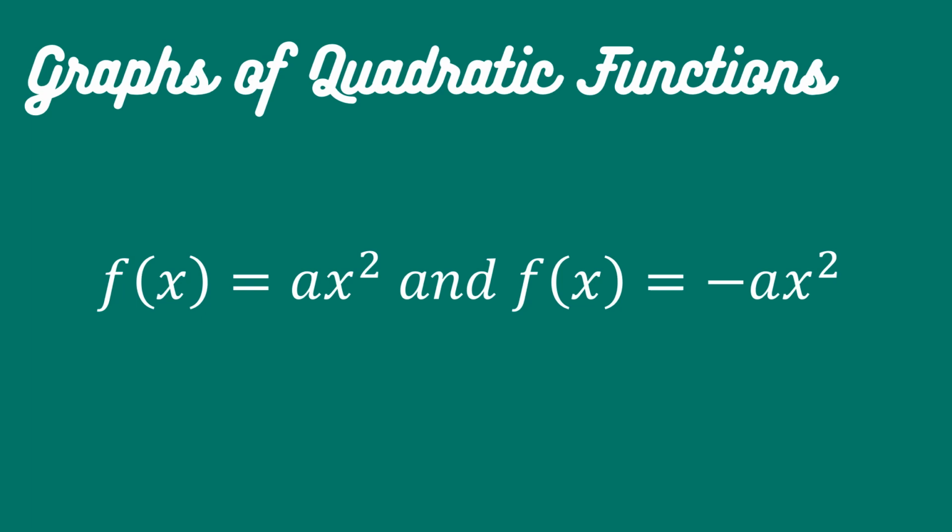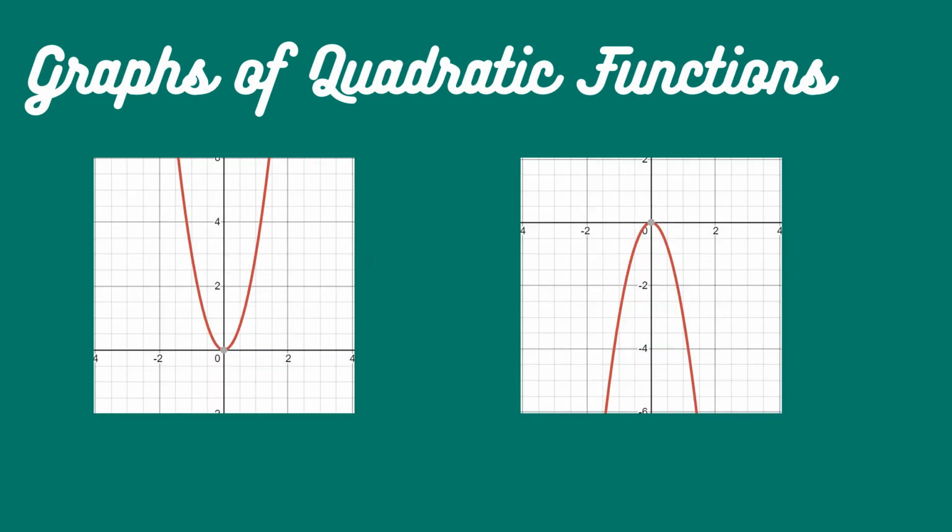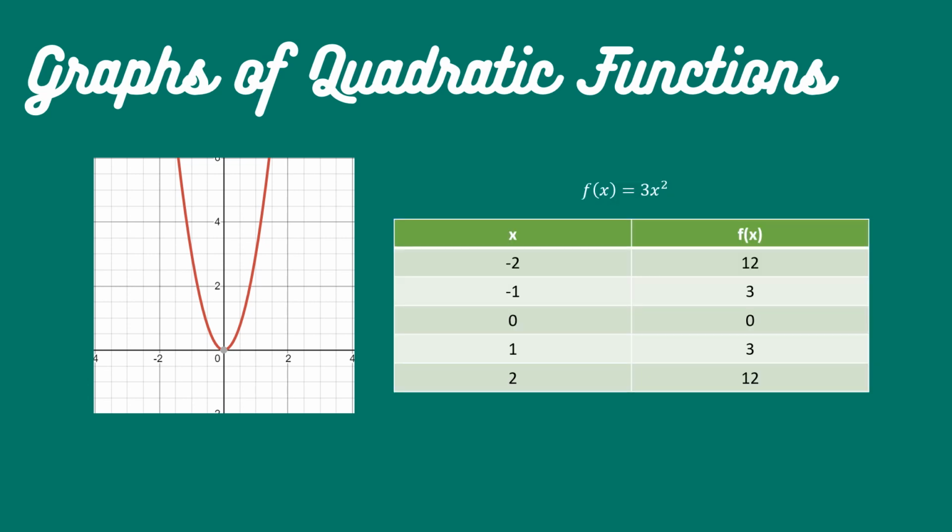So here it is. One graph is opening upward and the other graph is opening downward. So for our first one is our positive, or the f of x is equal to ax squared. So we just gave a value to it, which is f of x is equal to 3x squared. So ito, table of values lang siya. So it's up to you what numbers you would like to substitute to x to get the values of f of x.